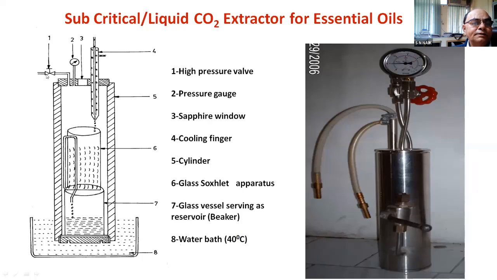And in the top there is an inlet for carbon dioxide. There is a pressure gauge, and there is a cooling finger. In the cooling finger you can pass chilled water, because to stay below 31 degrees, you pass 5 degree, 10 degree water.